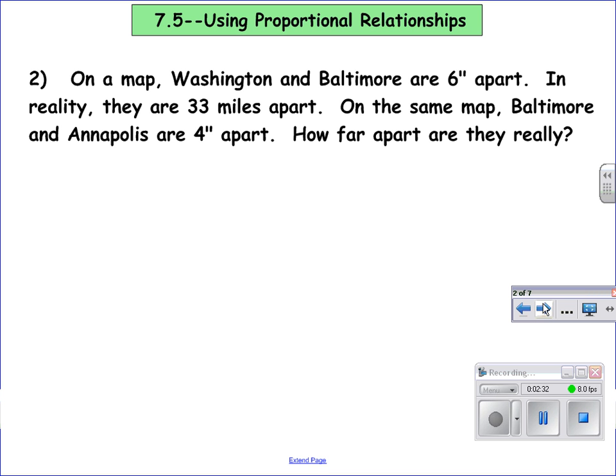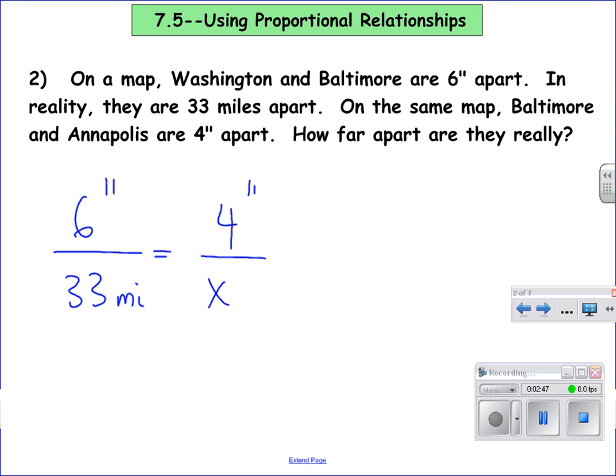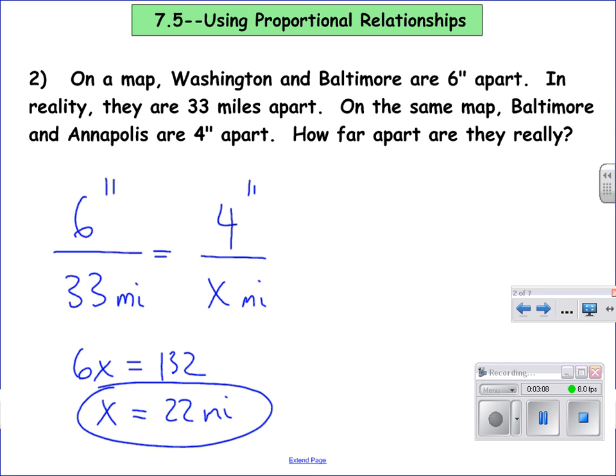Okay, so let's see. Basically, I say, well, the 6 inches equates to 33 miles on the one map. Say it's the same map, so then 4 inches must equate to x miles. All right, so we cross multiply, and I get 6x equals 4 times 33, which is 132, and divide, and I get 22. Does that make sense? Why, sure it does. 6 inches makes 33 miles, and 4 inches should make 22 miles. Okay?